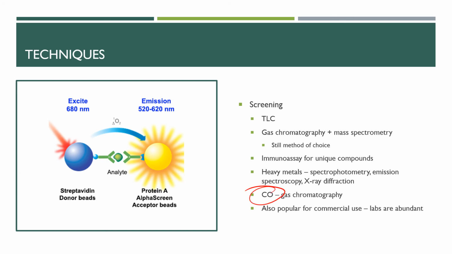Carbon monoxide can be easily detected by gas chromatography. Carbon monoxide is an important compound to look for in somebody's bloodstream because it is lethal. Carbon monoxide poisoning happens when, okay, so you know that you have oxygen in your blood and you need to inhale oxygen into your blood and then use that oxygen to feed your cells.